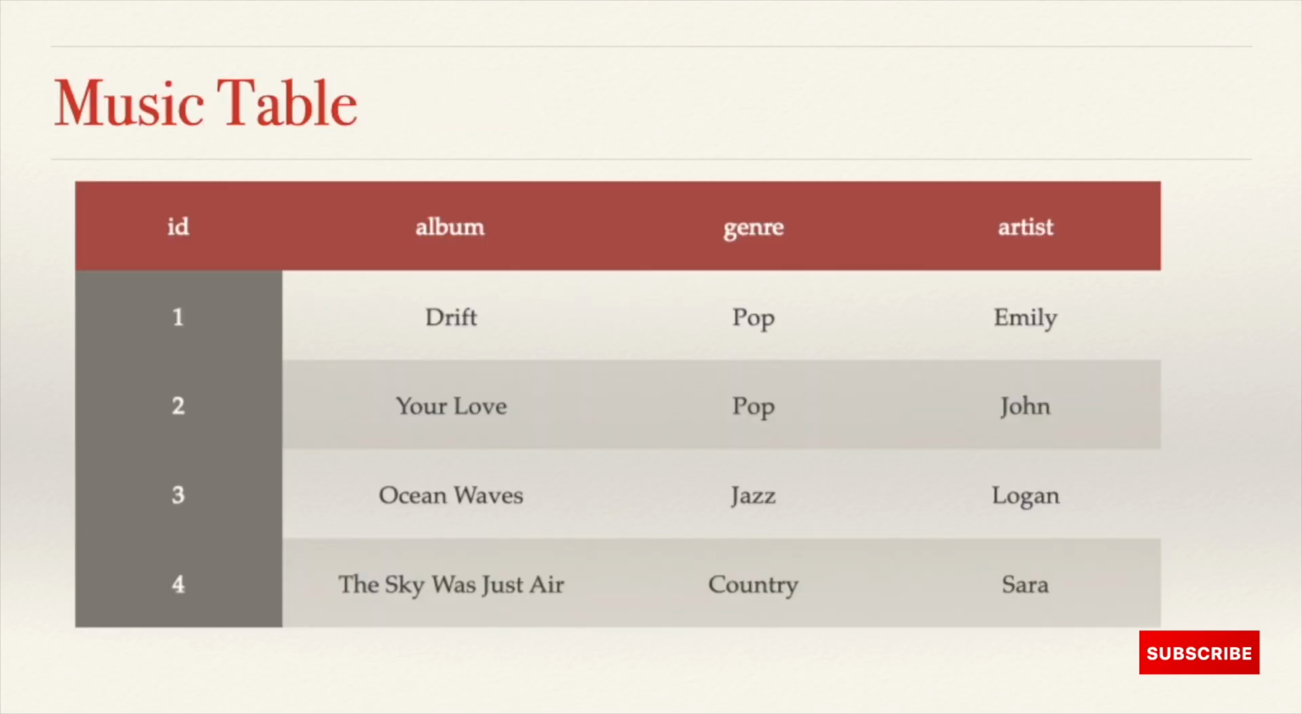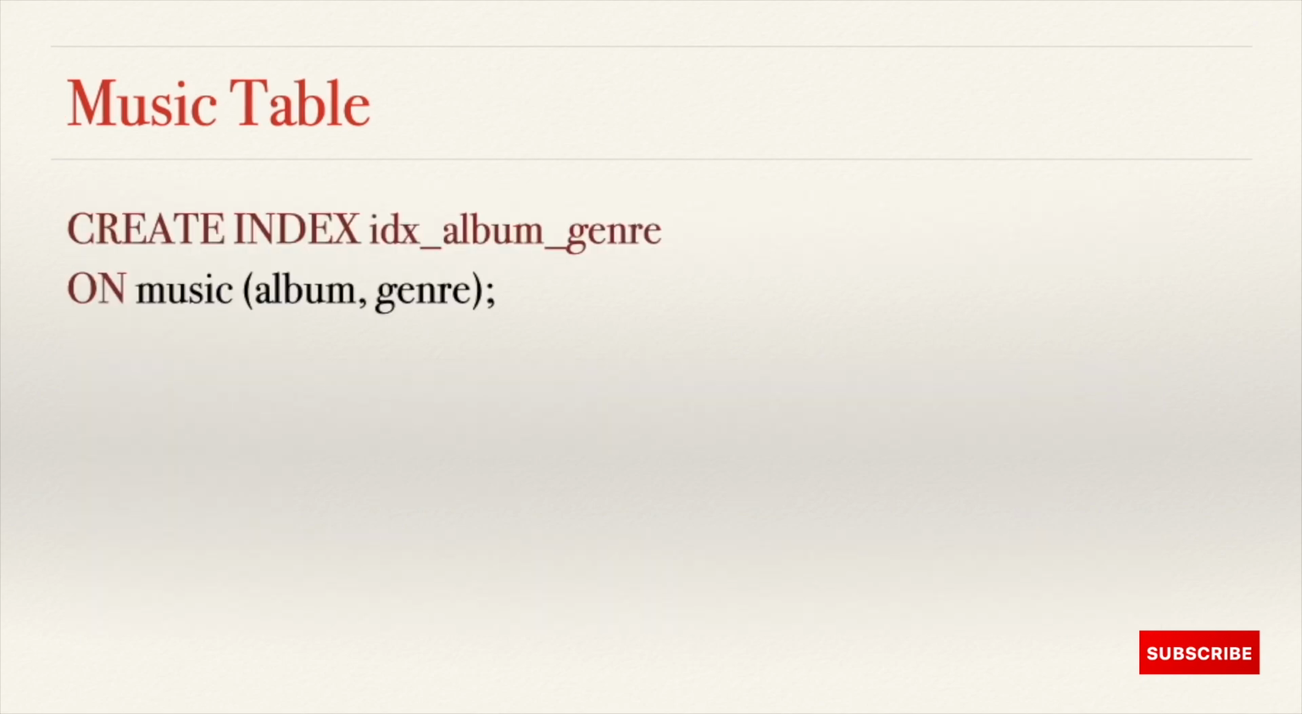In this example, we'll use a music table that contains 4 columns: ID, album, genre, and artist. We'll use this table to demonstrate how the CREATE INDEX statement works. This creates an index named index_album_genre on the music table using the album and genre columns.